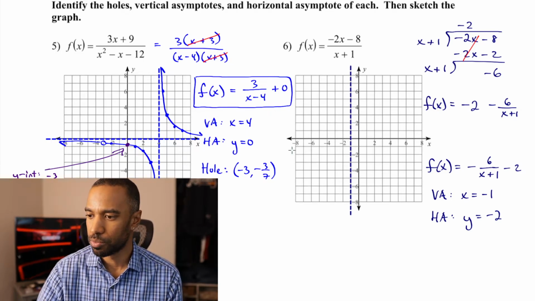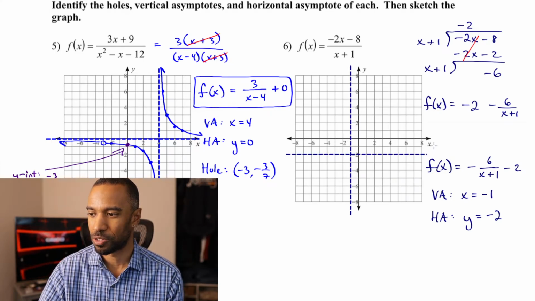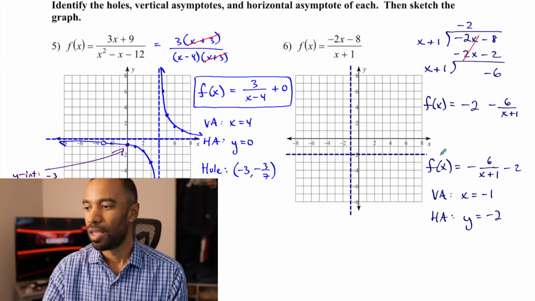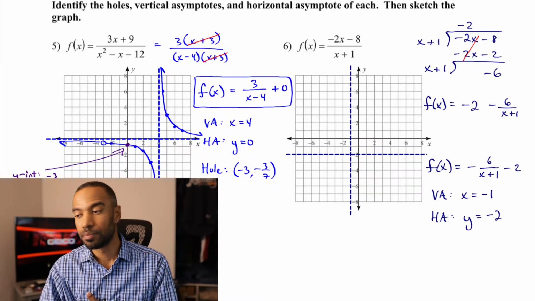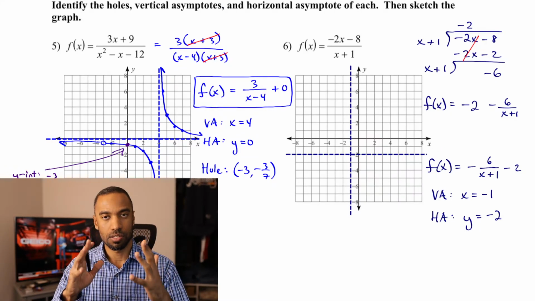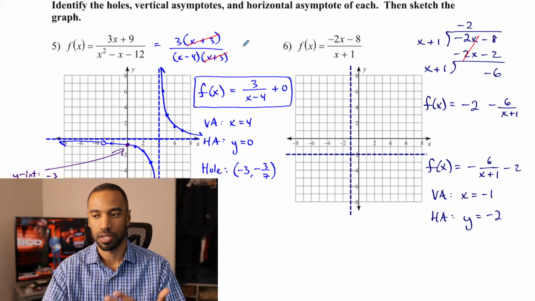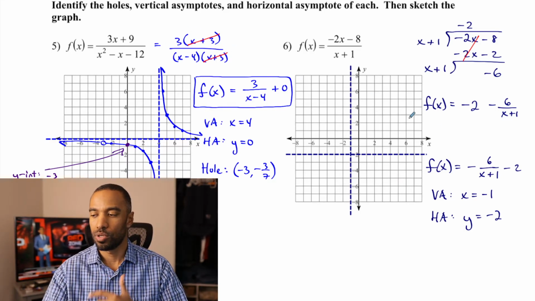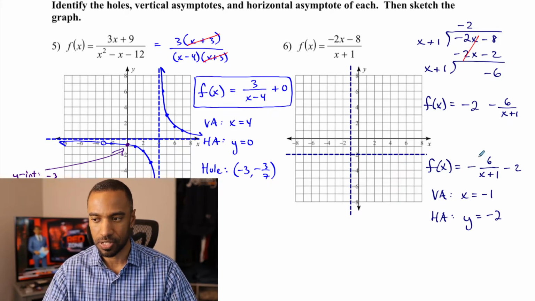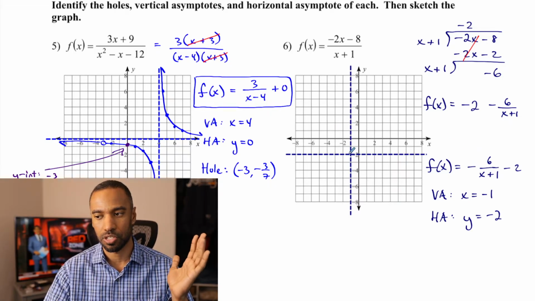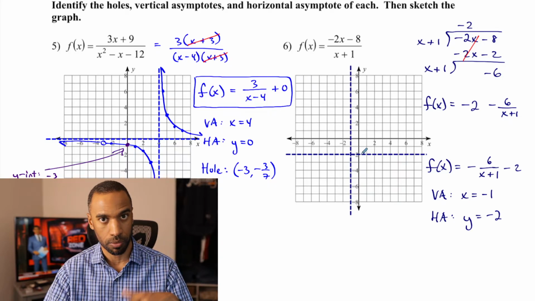Y equals negative 2. You got to draw actual dotted lines. I get a tool. And listen, there's no hole. There was never a time that we divided 0 by itself. There's nothing that canceled here, so no holes on this graph. But we do have to deal with the stretch factor of the negative 6. As negative 6 goes, we're going to go downward as we go to the right.